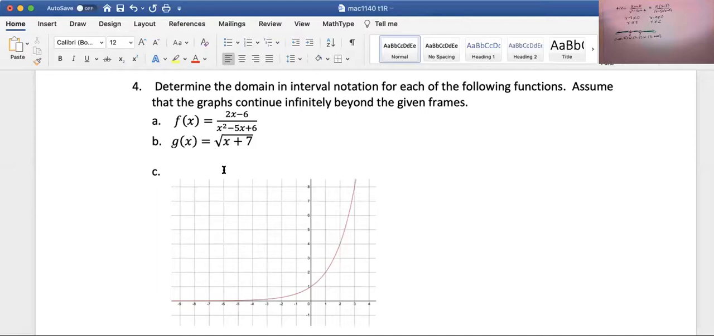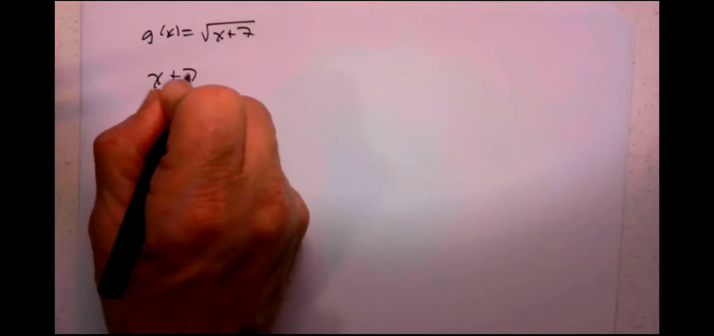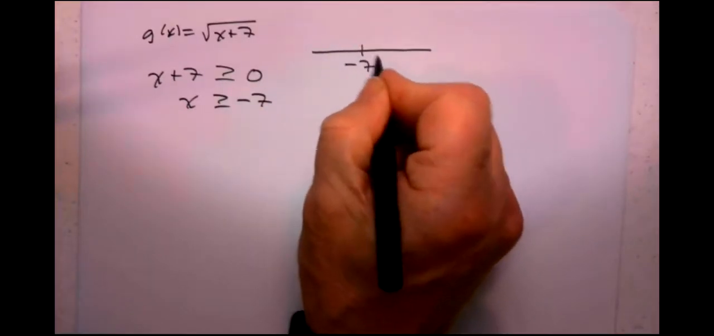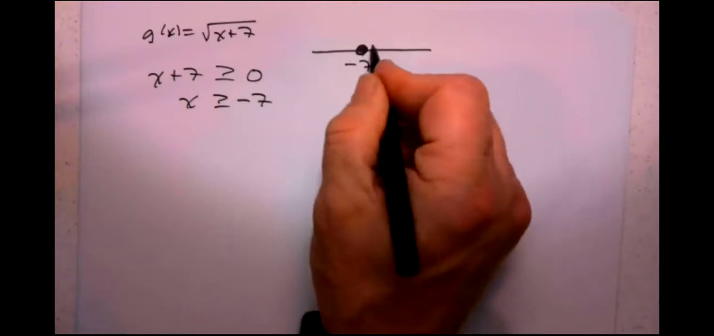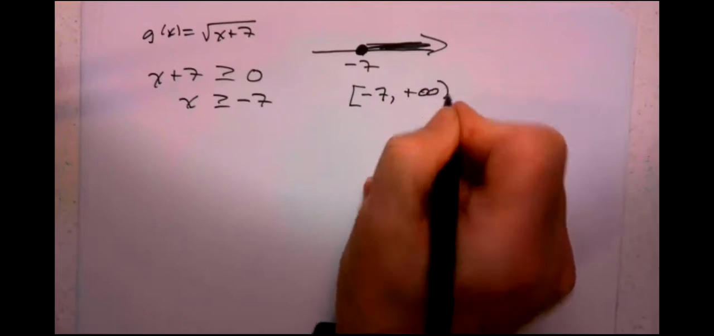We have the square root of x plus 7. g of x is the square root of x plus 7. Okay. What do we have to remember about that? Well, we're working with real valued functions, so the thing under the square root cannot be negative. So x plus 7 must be greater than or equal to 0. So x has got to be greater than or equal to negative 7. So negative 7 is here. Greater than or equal to makes this a solid dot, and we're going to shade it that way. So in interval notation, that would give me square bracket negative 7 to plus infinity.